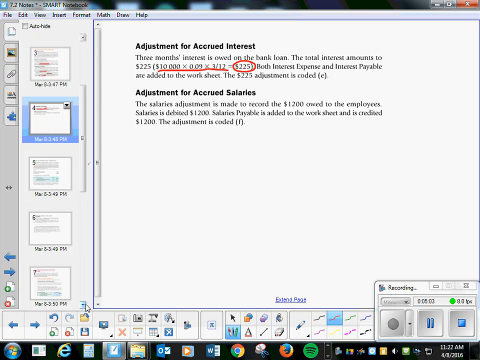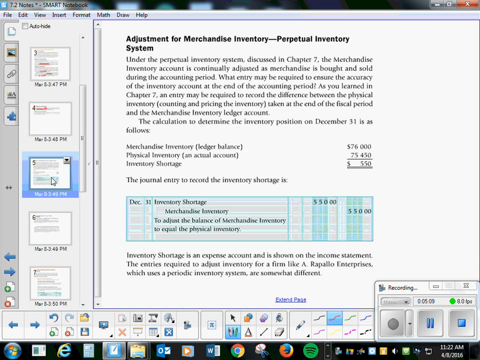So those ones I've talked about, you can clearly see those in the adjustments column on the worksheet on page 550. Adjustment for merchandise inventory, and this one is using the perpetual inventory system. This is one that you might have to go back and look over a little bit. Under the perpetual inventory system discussed in Chapter 7, the merchandise inventory account is continually adjusted as merchandise is bought and sold during the accounting period. What entry may be required to ensure the accuracy of the inventory account at the end of the accounting period?